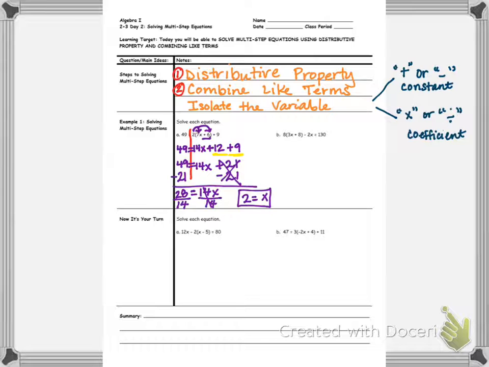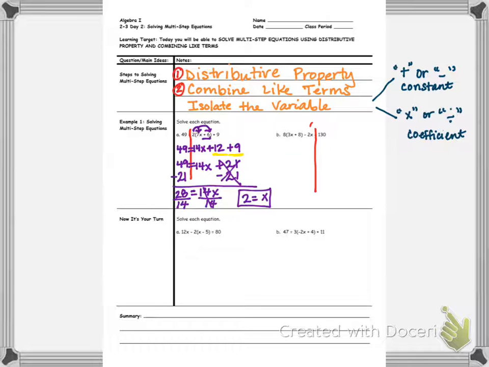Okay? Very straightforward. As long as you're following your steps and going through, you'll be A-okay. All right, so we're going to move on to the next problem. I'll use another color.